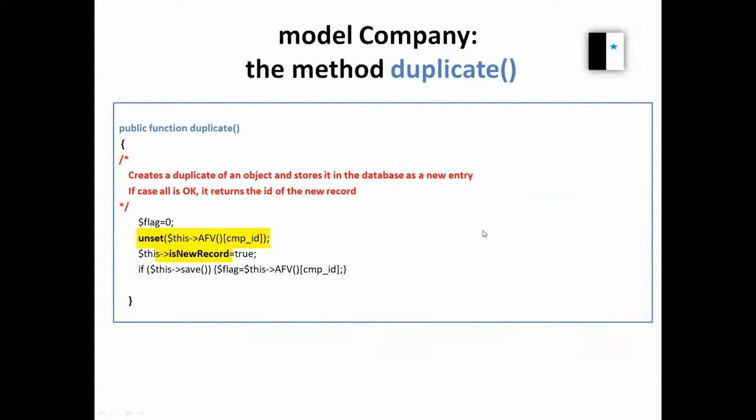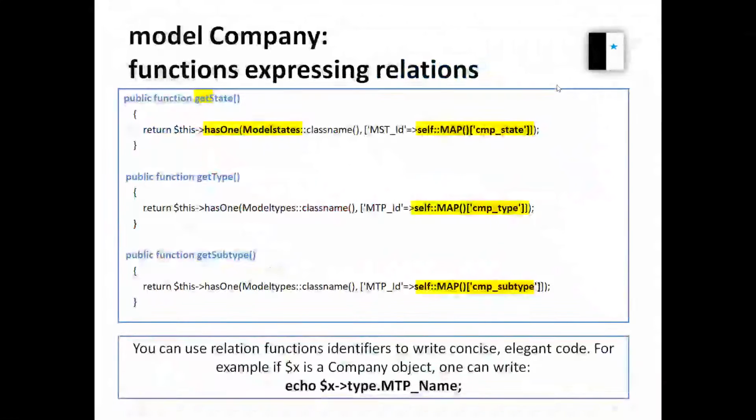This slide shows the method duplicate for model Company. What duplicate does is that it creates a duplicate of an object of the class and stores it in the database as a new entry. And if everything is okay, it returns the ID of this new record. Notice the use of the functions unset and isNewRecord. Actually, duplicate is not used in the code we have provided, but it's a nice piece of software to have around.